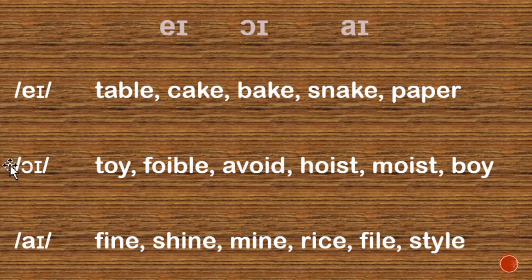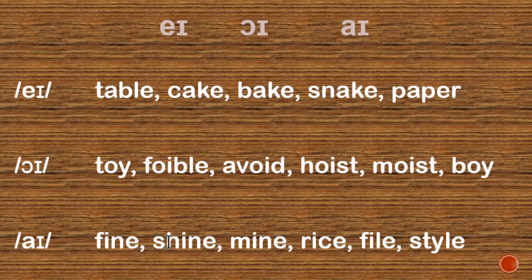Now we look at the next one. Oi. Toy, foible, avoid, hoist, moist, boy. Toy, foible, avoid, hoist, moist, boy. And now I sound.